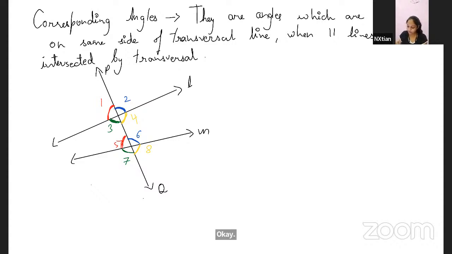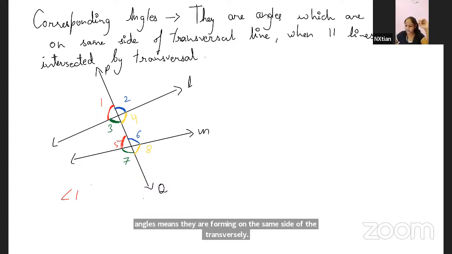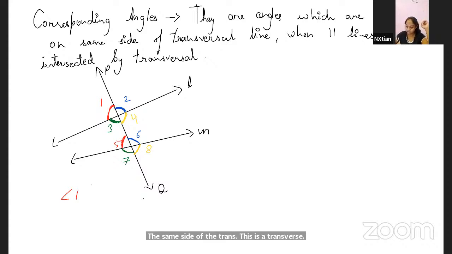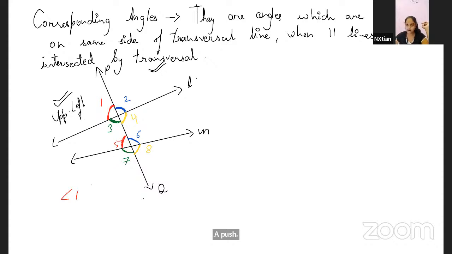And now, so angle 1, let's use the colors. Ma'am, what is corresponding in them basically? Corresponding angles means they are forming on the same side of the transversal. This is the transversal. Lines L and M are both being cut by P and Q. This part is the left side of the transversal, and this is the right side of the transversal. This is the upper left of line L.